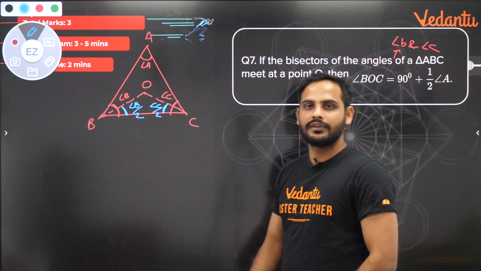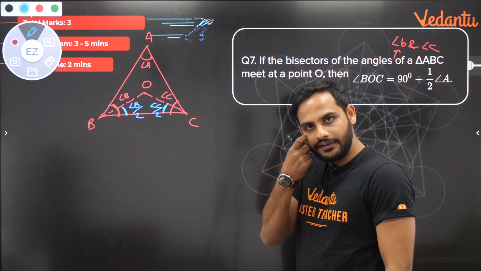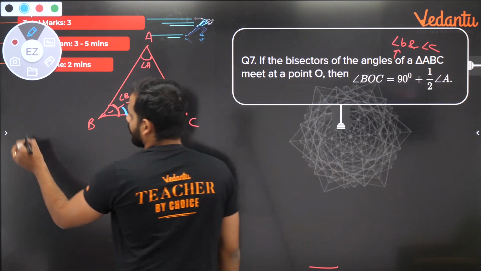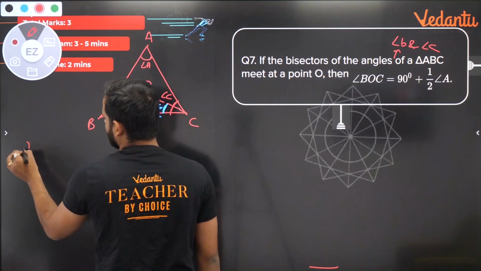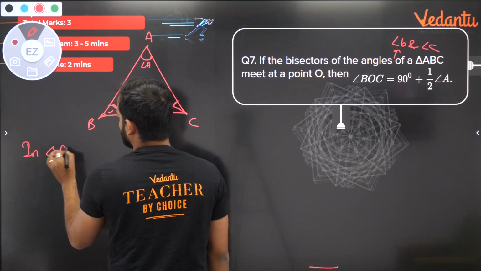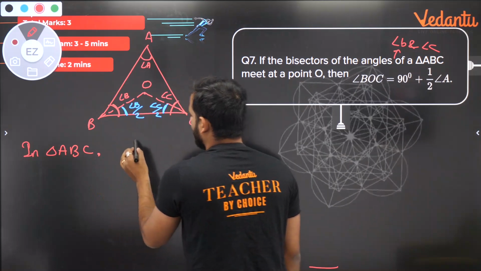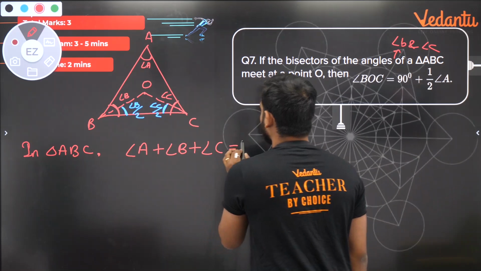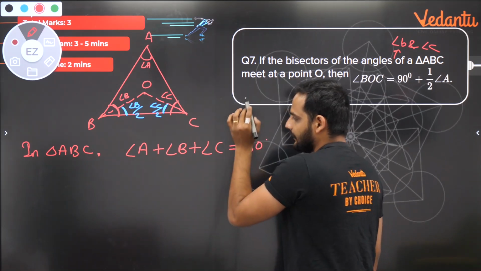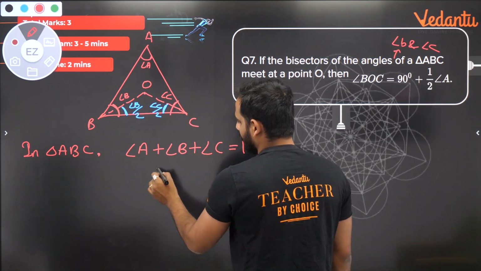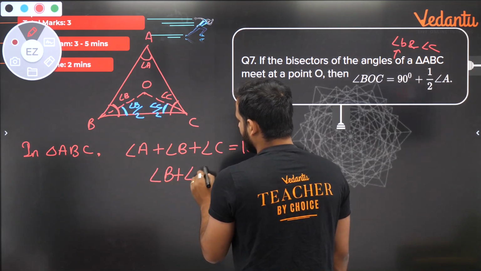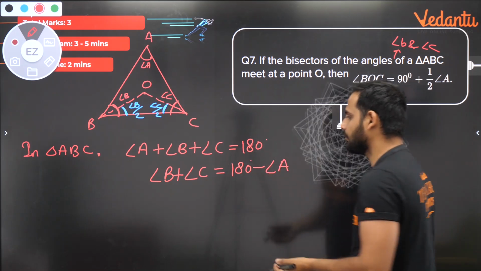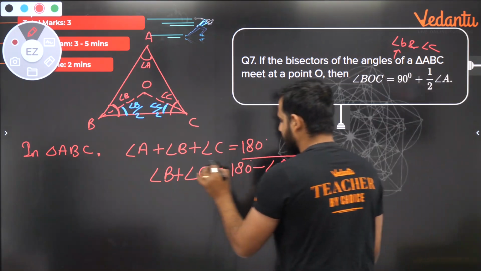Correct? Now let's use the triangle's angle sum property. So in the large triangle ABC, if I use the angle sum property, I can say that angle A plus angle B plus angle C is equal to 180 degrees, right? So I can say that angle B plus angle C will be equal to 180 minus angle A. Yes or no? True. Correct? This is my first equation.